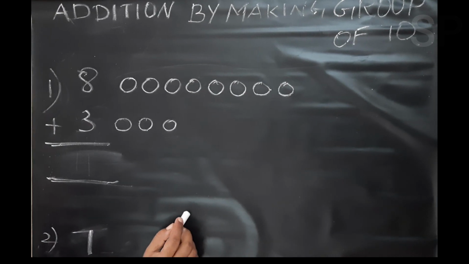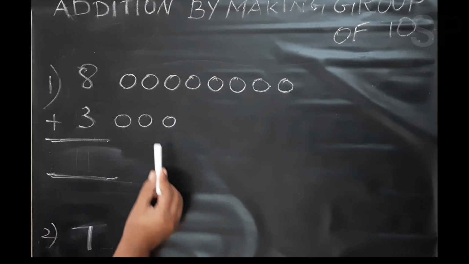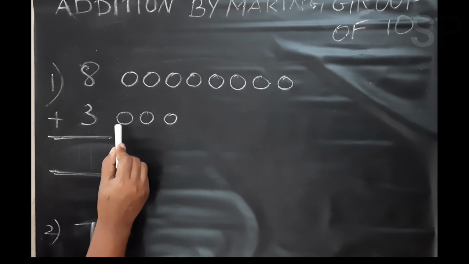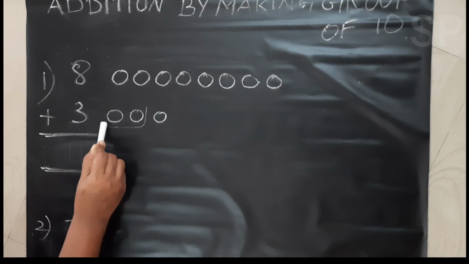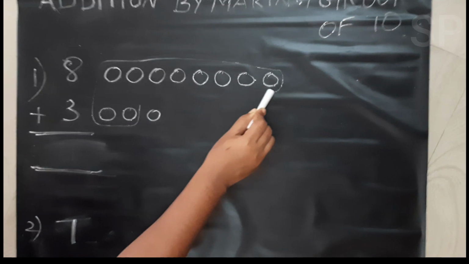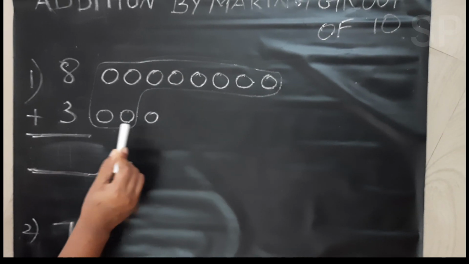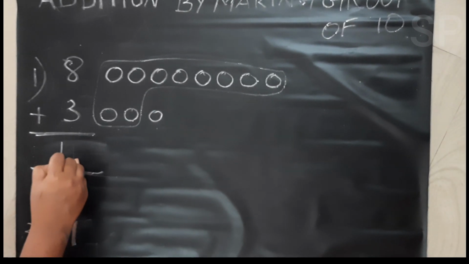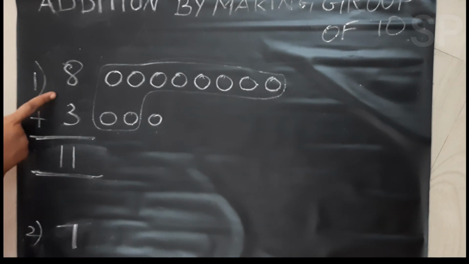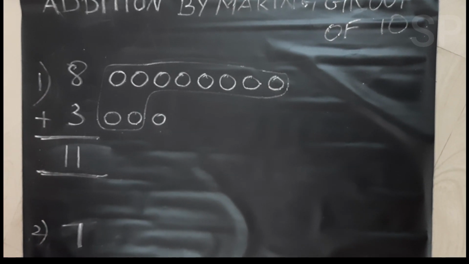For the first step, we have to make a group of 10. So here we have 8, 9 and 10. So draw a circle like this. So it is group of 10. 10 plus 1 is 11. That is 8 plus 3 gives you 11.